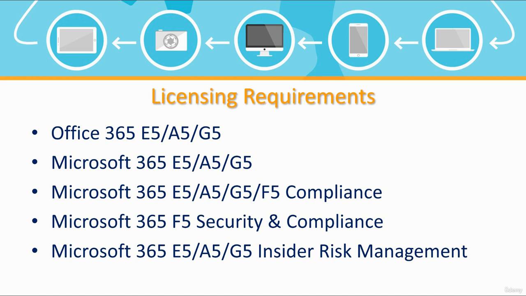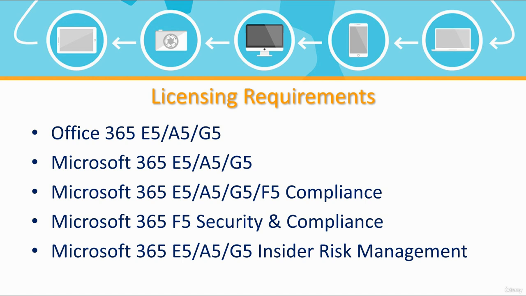You want to have any of the E5, A5, G5, and even F5 with F5 compliance will give you what you need for a user. So your users will have to, in order to really interact and associate classification, sensitivity labels, and all that in a product, they must have one of these licenses that you see here in these 5 bullet points. All right. So keep that in mind.